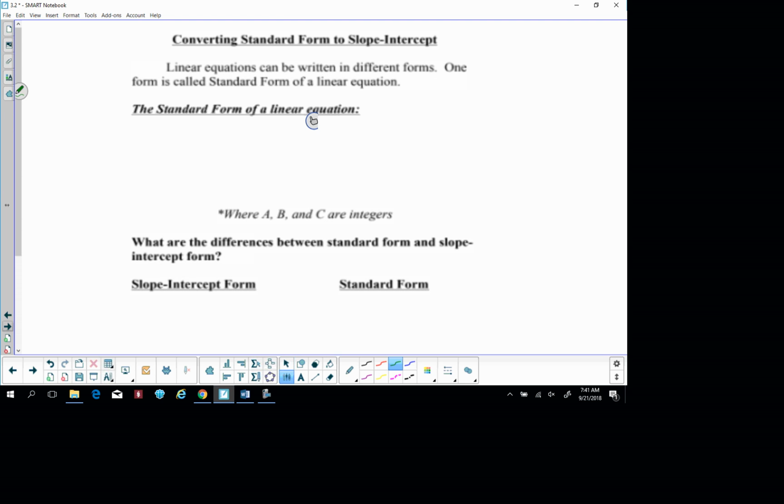And so on the front, we just want to look at the difference between standard form, because that's what we've been looking at. When x and y are on the same side, that's called standard form. And so that looks something like this. It's Ax plus By equals C. So you're writing that where it says standard form of a linear equation. So I know standard form is when x and y are on the same side of that equal sign.